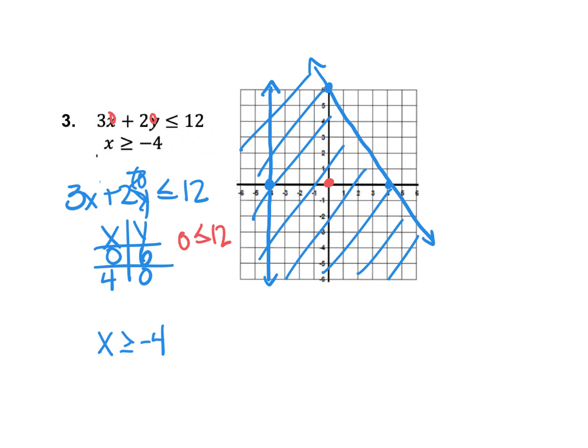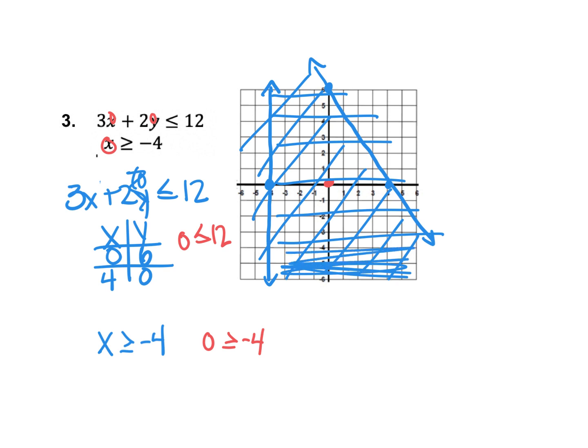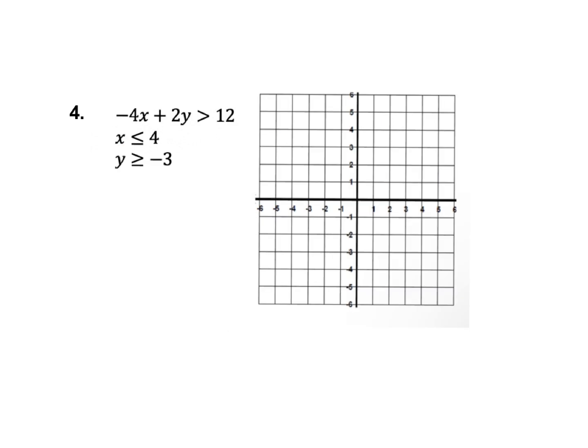We can also do it by plugging in the 0. Is 0 greater than or equal to negative 4? And it is. So therefore we are shading in that direction. So I'm going to shade this way. And now anything that is in between, all of this in between here, is going to be the solution to this system.